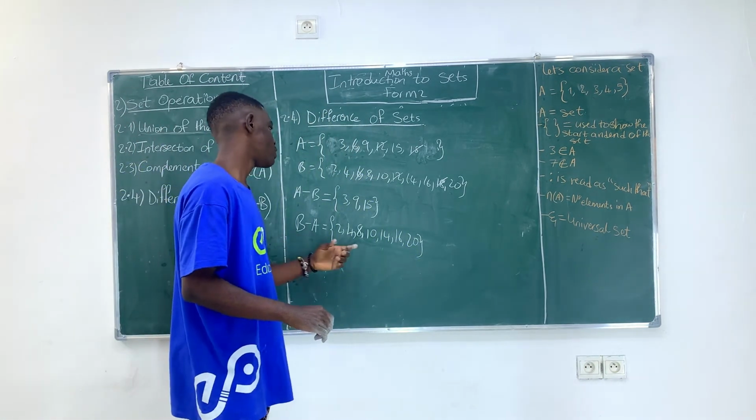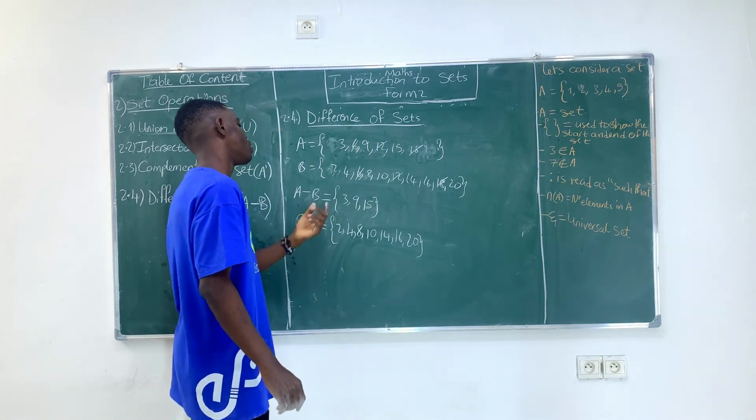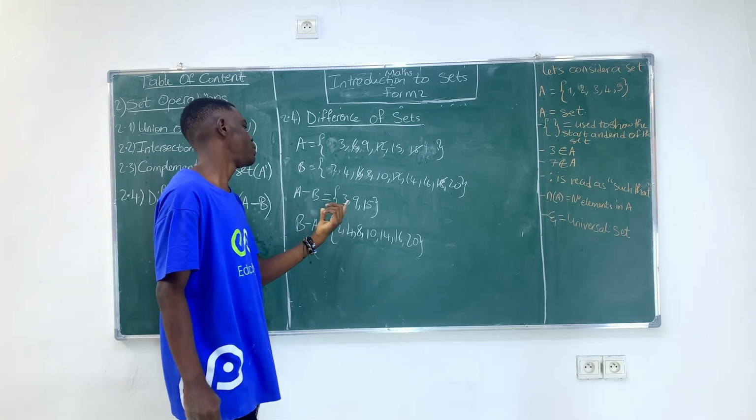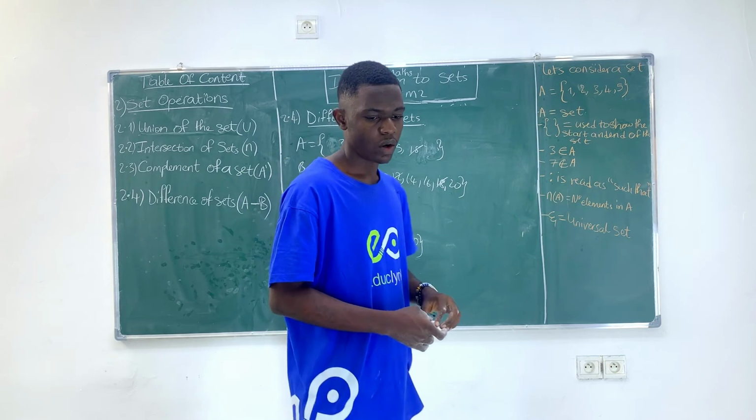So that is B minus A. For B minus A, you check the values of B which are not in A, so you see it in B. For A minus B, check the values of A which are not in B, so you see it in A. Alright, do it like that.